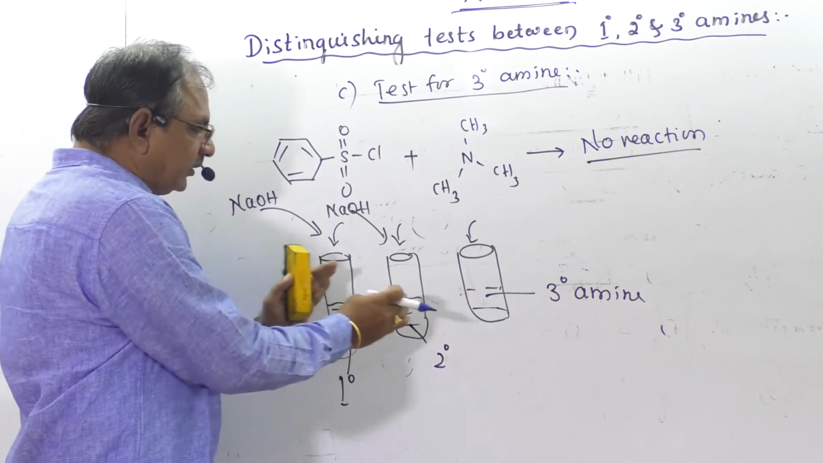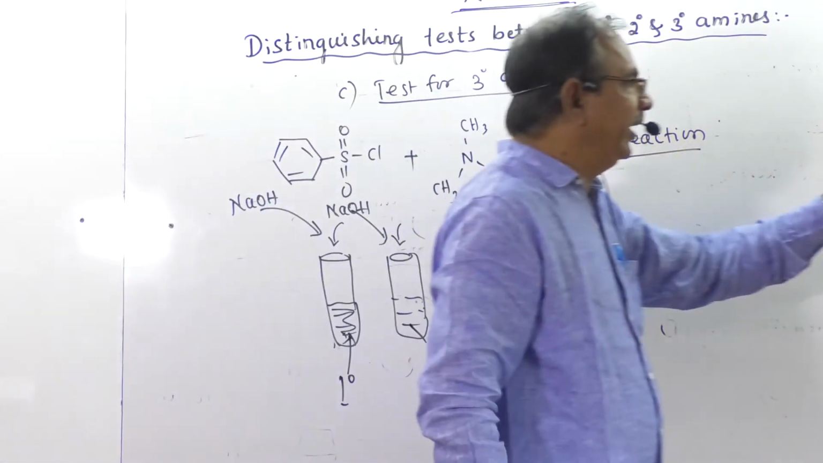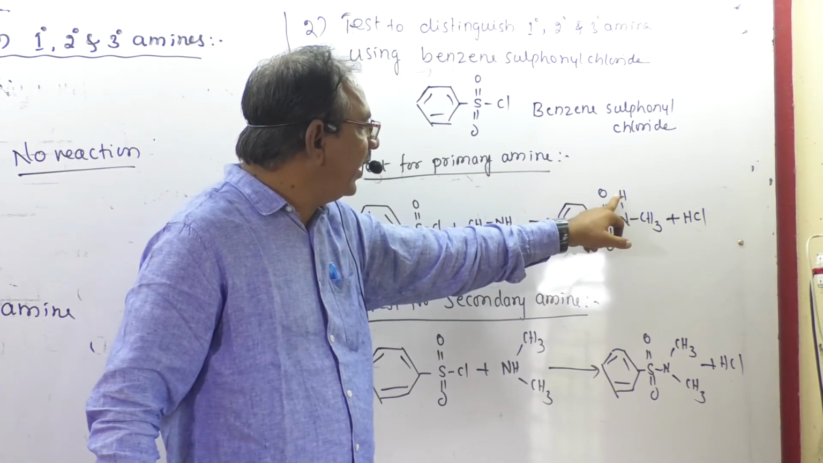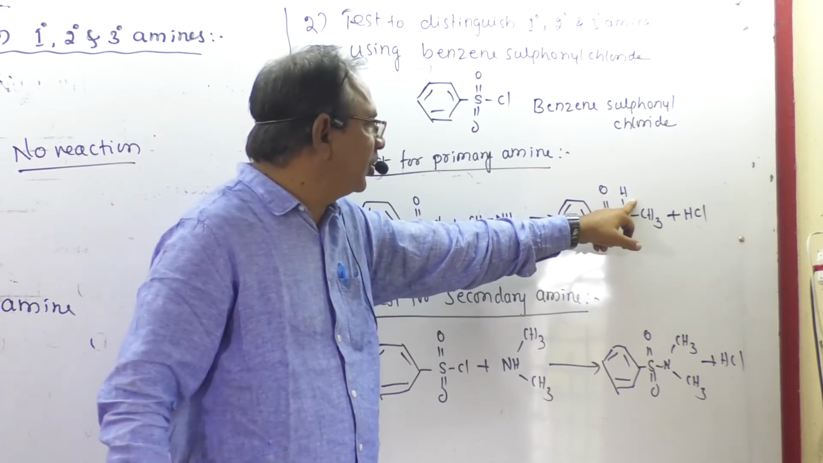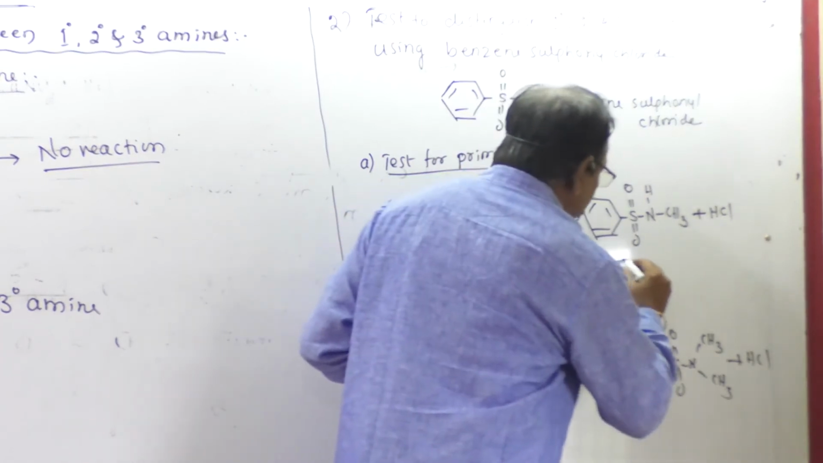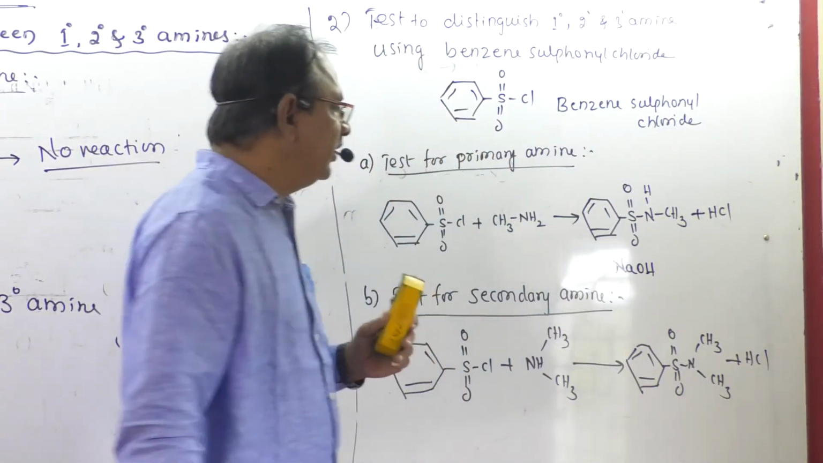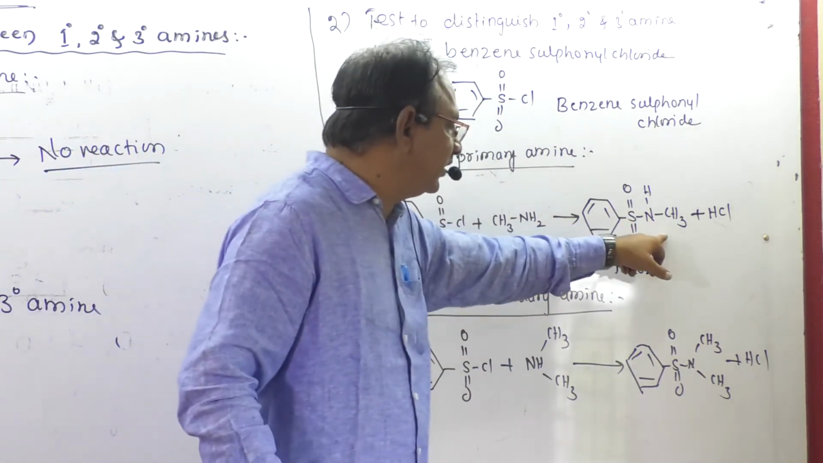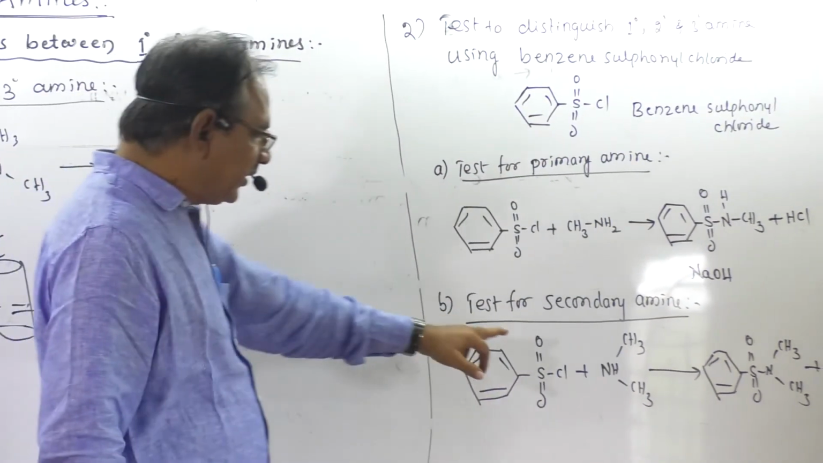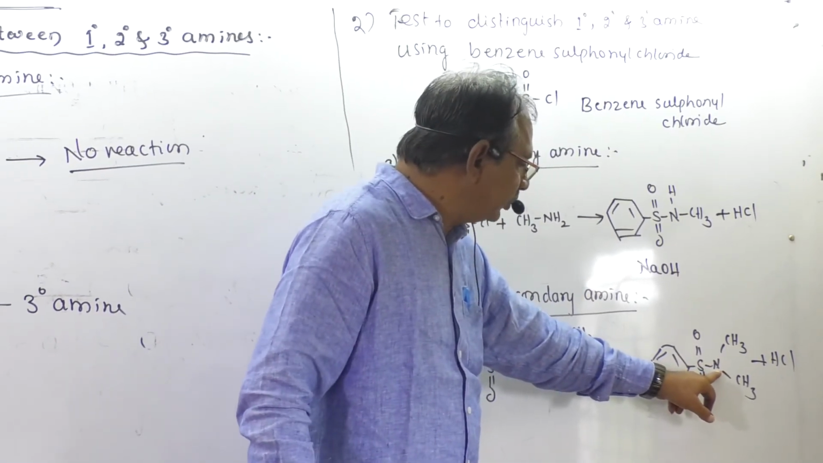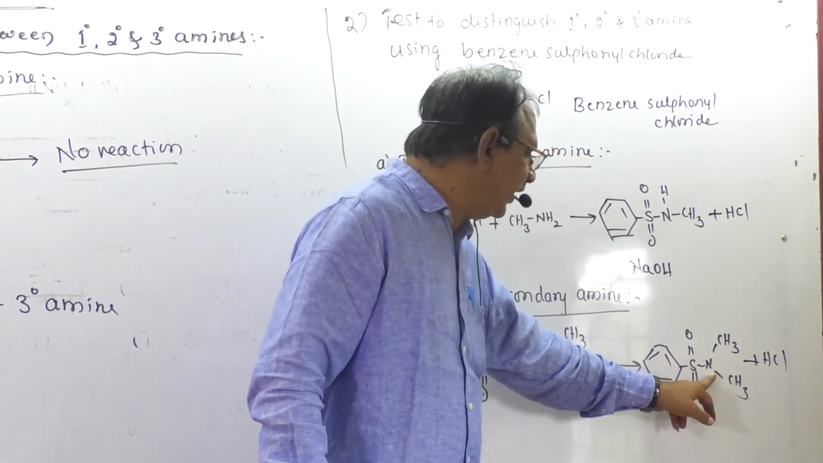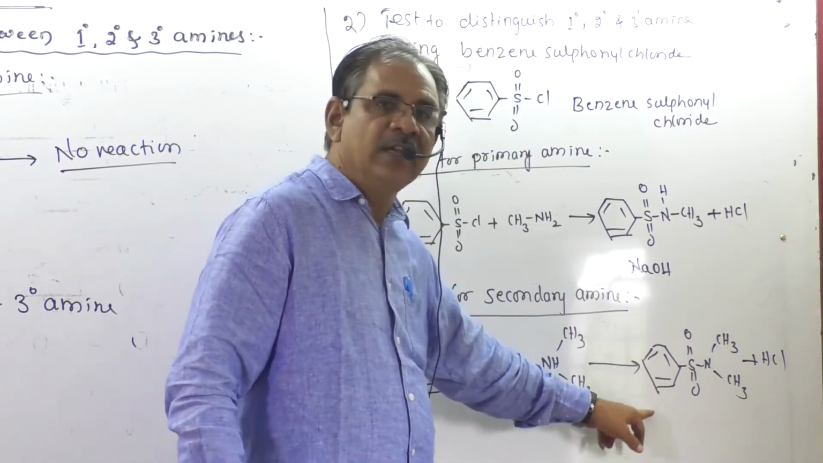Why does the precipitate dissolve in one and not dissolve in the other? Come here and look. Here, the nitrogen atom of the amide group contains hydrogen. This hydrogen is acidic in nature. That acidic hydrogen reacts with NaOH to form salt. During the formation of salt, this amide is soluble in NaOH. But in this case, the nitrogen atom of the sulfonamide group does not contain hydrogen, that is, acidic hydrogen. Here there is no acidic hydrogen, hence it doesn't react with NaOH to form salt.